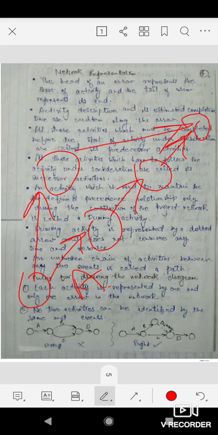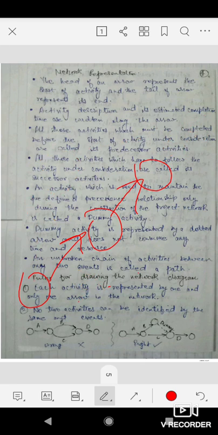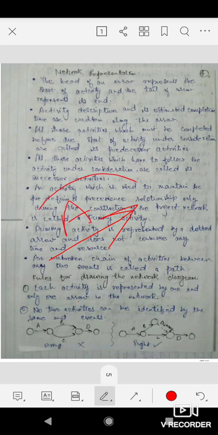Then, rules for drawing a network diagram. The first rule is each activity is represented by one and only one arrow in the network. One activity cannot have two arrows. Like this is A, so this activity is represented by only one arrow. We will not make another arrow for this activity. We will have only one arrow for one activity.